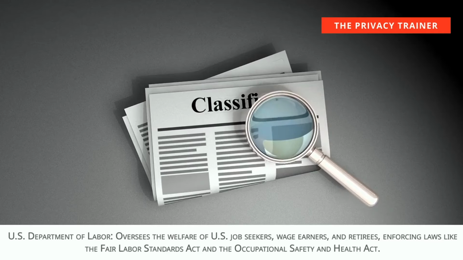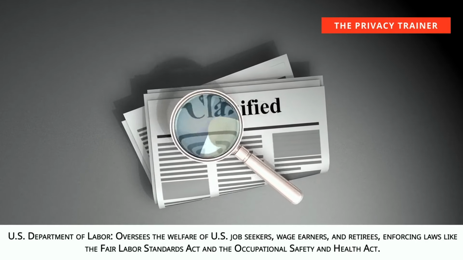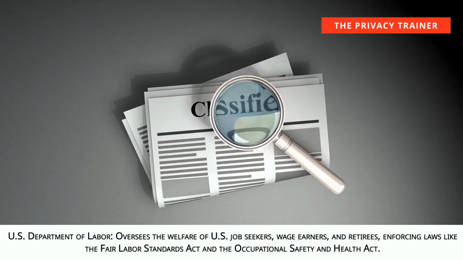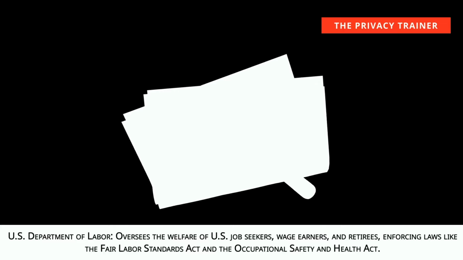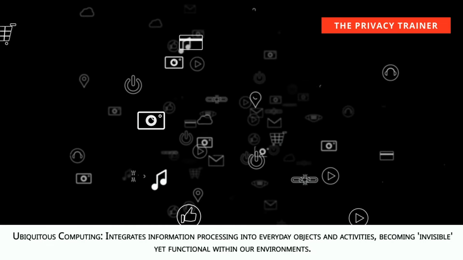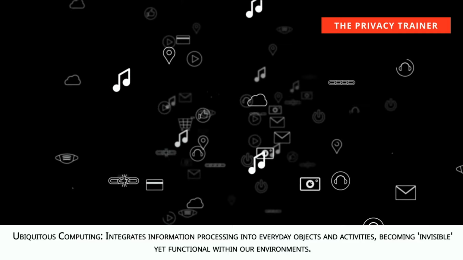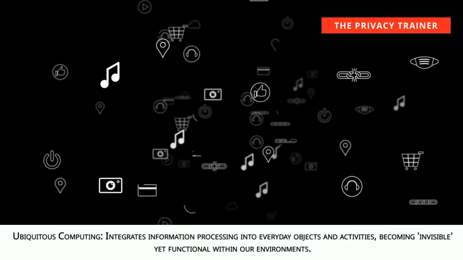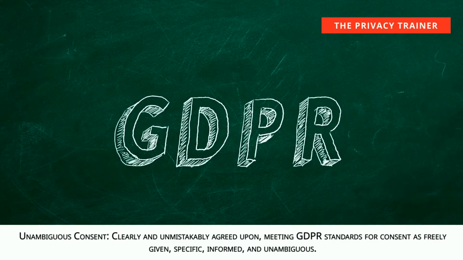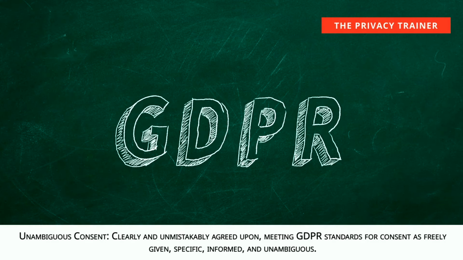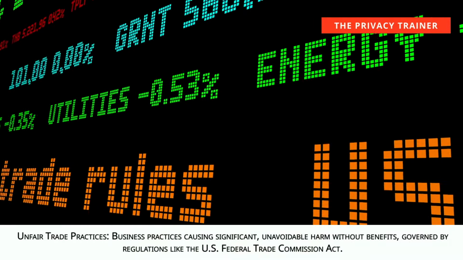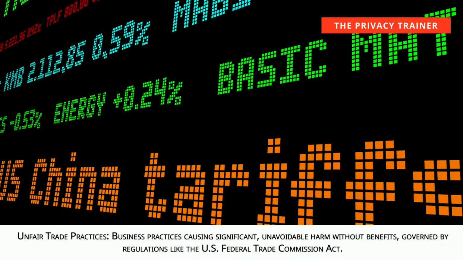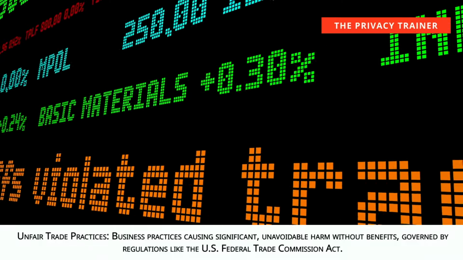U.S. Department of Labor oversees the welfare of U.S. job seekers, wage earners, and retirees, enforcing laws like the Fair Labor Standards Act and the Occupational Safety and Health Act. Ubiquitous computing integrates information processing into everyday objects and activities, becoming invisible, yet functional within our environments. Unambiguous consent. Clearly and unmistakably agreed upon, meeting GDPR standards for consent as freely given, specific, informed, and unambiguous. Unfair trade practices. Business practices causing significant, unavoidable harm without benefits, governed by regulations like the U.S. Federal Trade Commission Act.